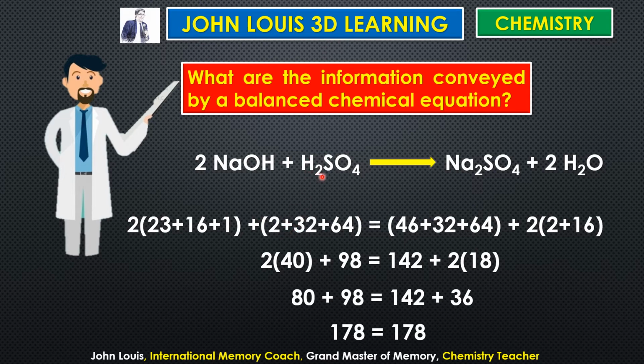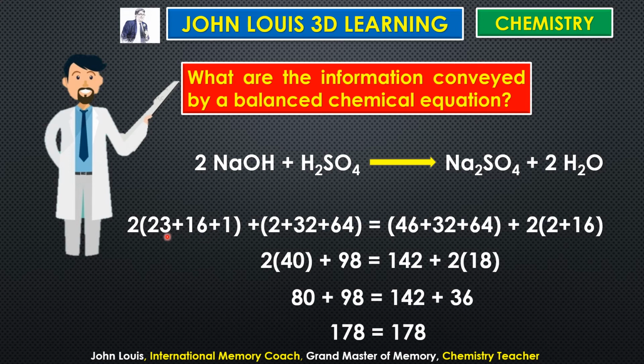So atomic mass of hydrogen is 1. There are 2 hydrogen atoms, therefore total 2. Sulfur, only one sulfur, its atomic mass is 32, therefore 1 into 32 is 32. Atomic mass of oxygen is 16, there are 4 oxygen, therefore 4 into 16 is 64. Therefore, what is the molecular mass of sulfuric acid? 2 plus 32 plus 64, that is equal to 98.